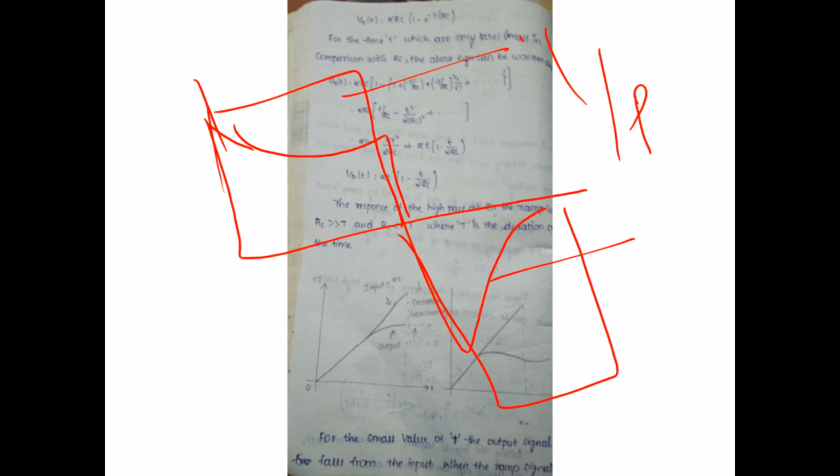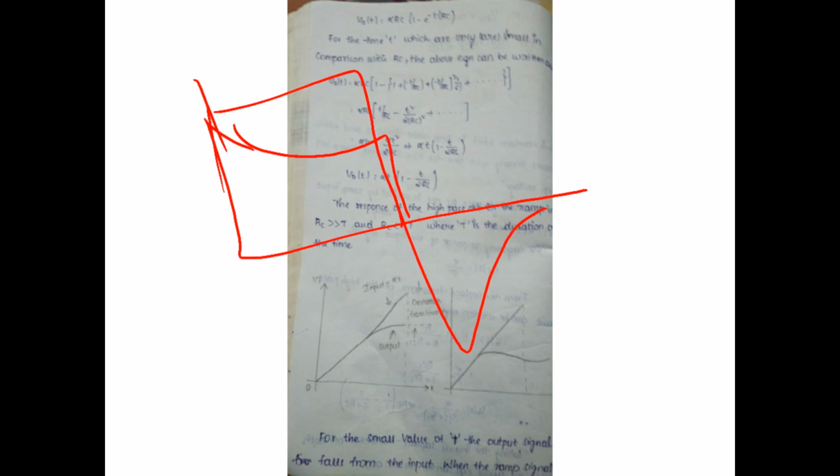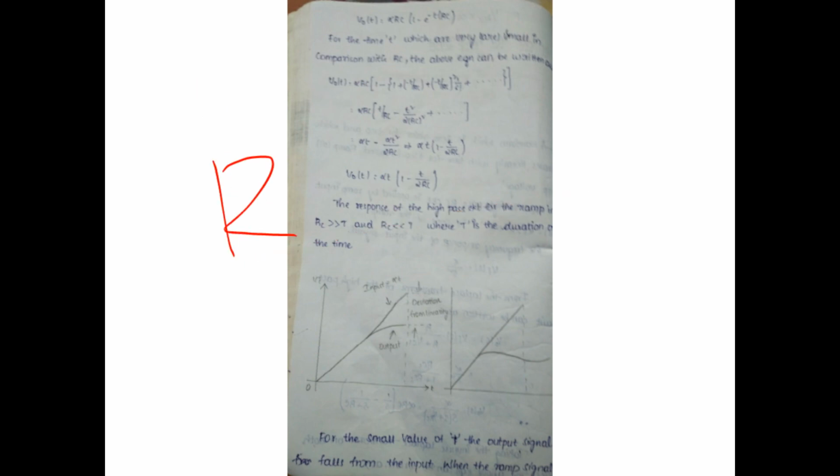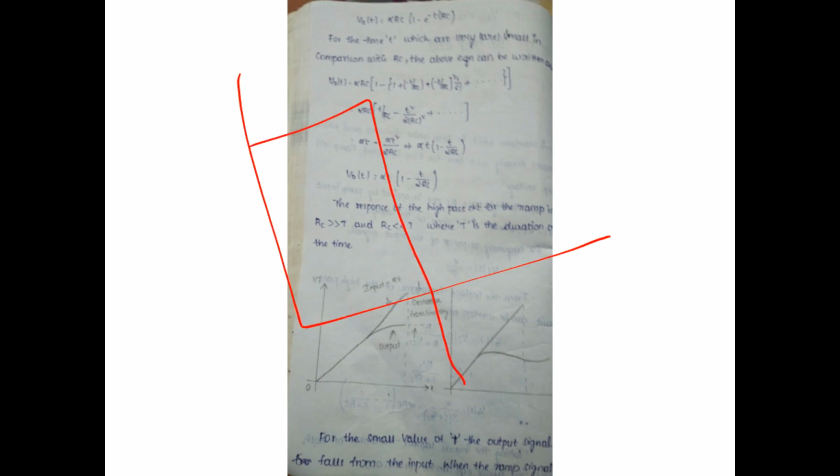Next condition is RC less than TP. This is the input signal. In the RC less than TP condition, the signal will get like this.